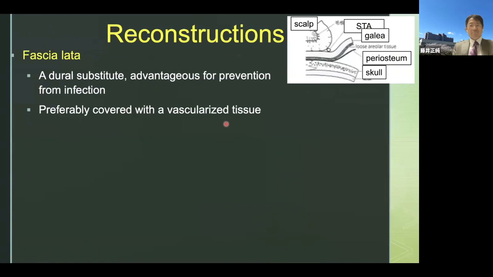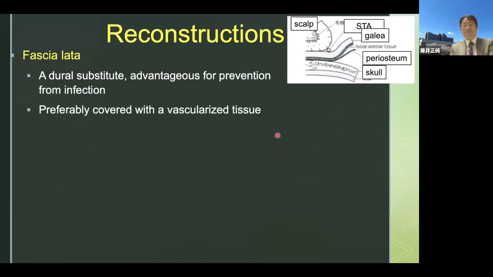Let me explain about reconstructions. First, we frequently use fascia lata. This is a dural substitute and advantageous for prevention of infection compared to artificial duramater. And because this is a free tissue and not vascularized, this fascia lata should preferably be covered with a vascularized tissue.